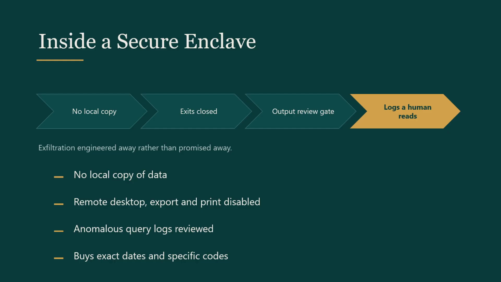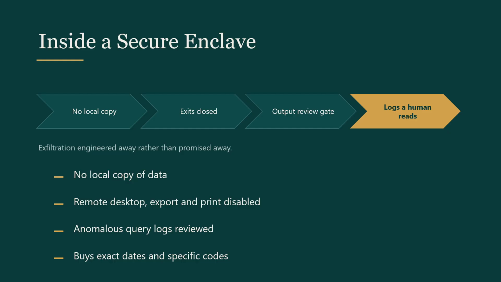Property 2, remote access with the exits closed. The analyst works through a remote desktop or virtual workspace and runs statistical software normally, but the operating system disables removable media, disables printing, disables clipboard transfer between the enclave and the local machine, and disables direct file export. Exfiltration is engineered away rather than promised away, which is the difference between a control and a clause.